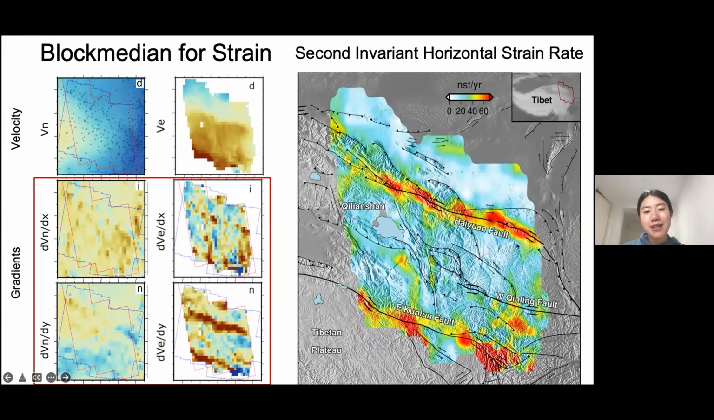From here, we can clearly see this localized strain rate across the strike-slip Haiyuan fault and across the East Kunlun fault. There are also focused concentrations of strain rate at the fault junctions, which is pretty nice. And there is some strain away from the main structures.